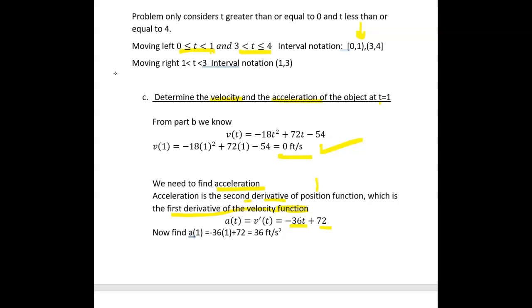And again, I could go back and read the question. I want to know the acceleration at t equals 1. So I plug 1 in everywhere I had a t. I get negative 36 times 1 plus 72. I get 36 feet per second squared.